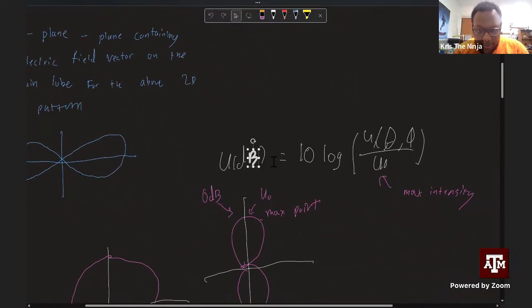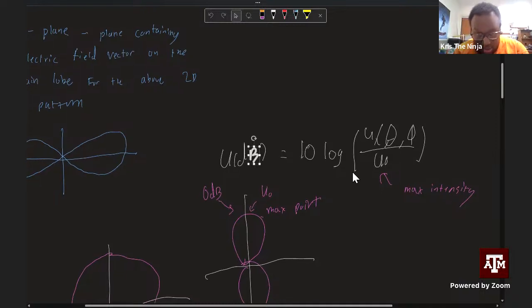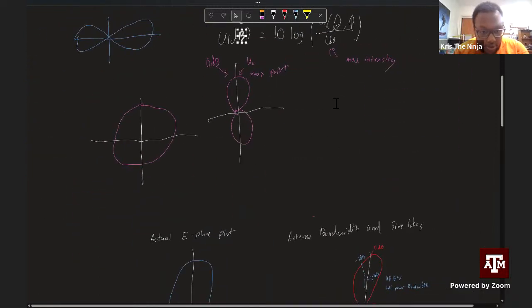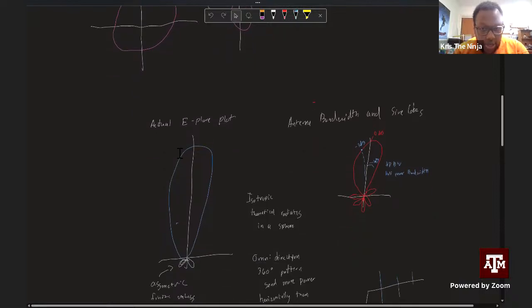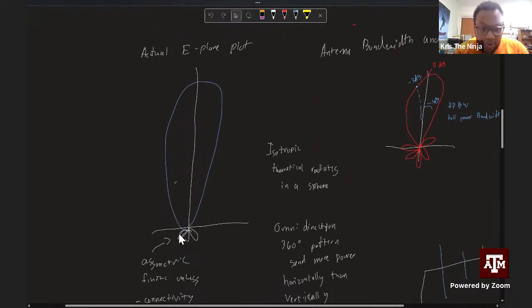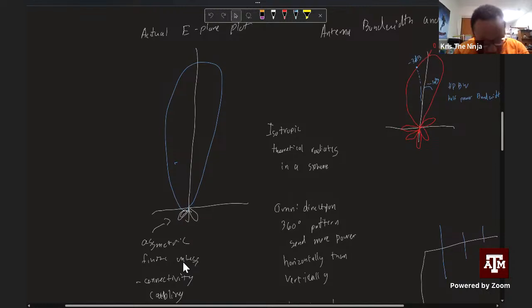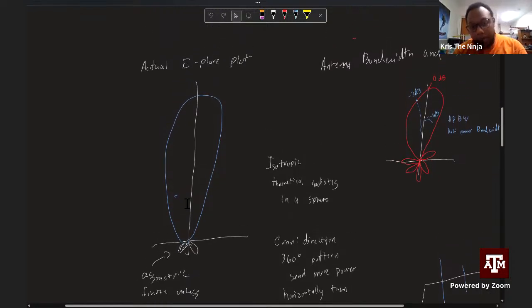So U in dB, the radiation intensity in dB, is the U value divided by U naught, which is the max value here, 10 log of that. In actuality, we want it to be kind of off. So this is like extreme asymmetric finite waves and the connectivity coupling, but most of the energy comes out of the main lobe.